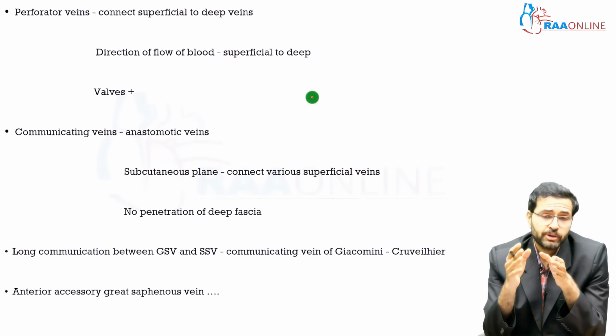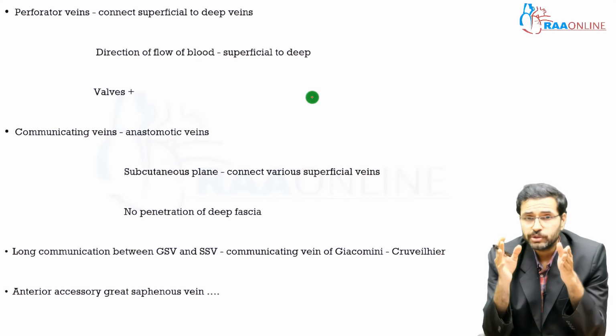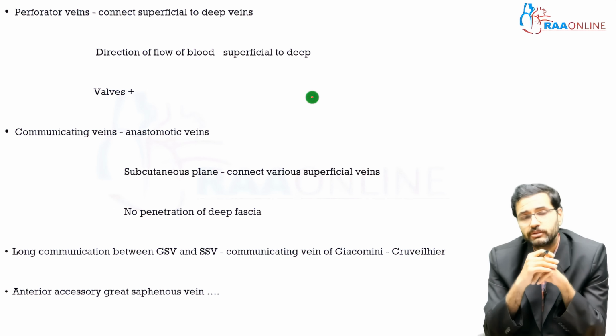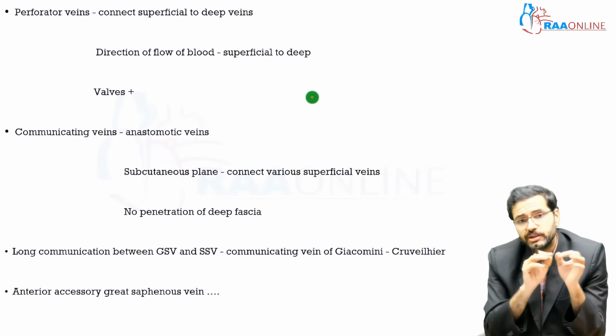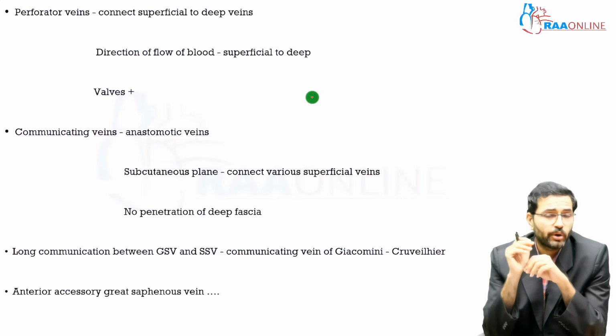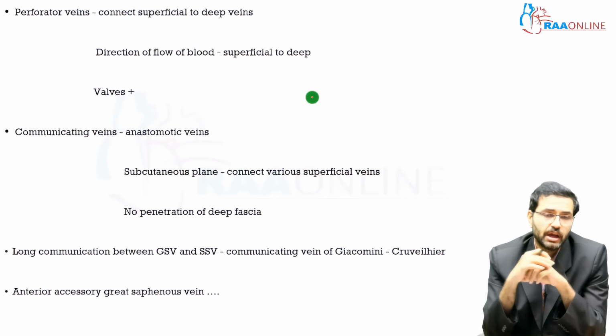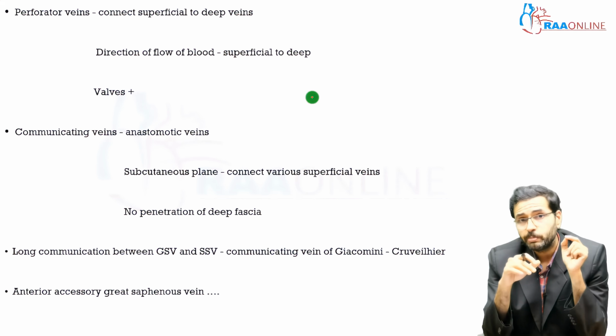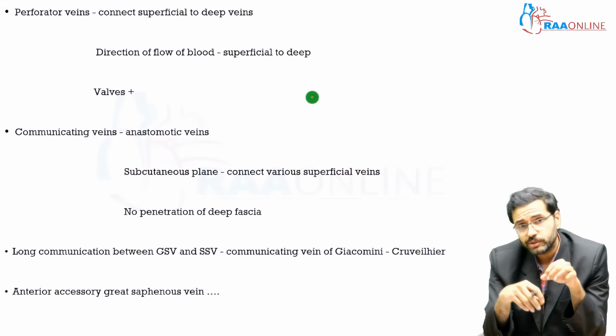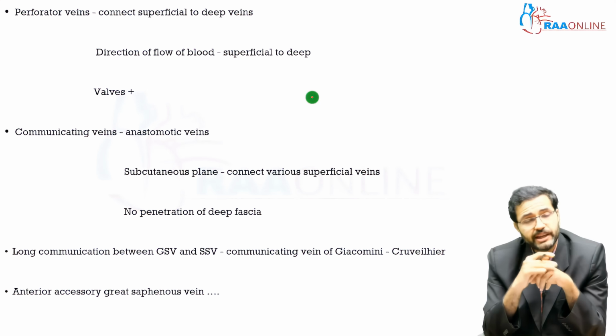These are anastomotic veins which connect superficial veins. They are generally located within the subcutaneous plane. They do not penetrate the deep fascia, unlike the perforator veins which penetrate the deep fascia to drain into the deep veins. Communicating veins do not penetrate the deep fascia.